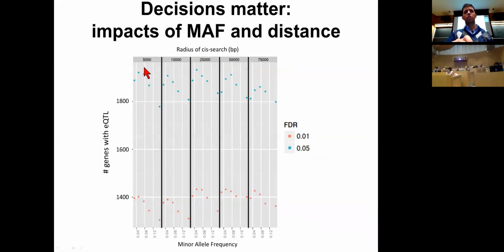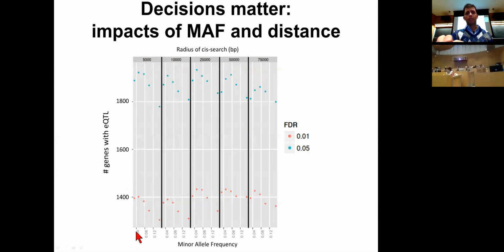The other decision is just how close do I look? Basically, if I look at 75,000 nucleotides or 5,000 nucleotides, you can see that as I'm including more and more nucleotides, my power is actually decreasing. I discover fewer and fewer genes with methylation QTL or with expression QTL.